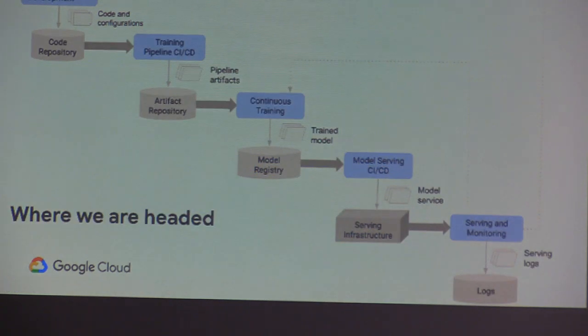And so that's basically where we're headed, where a lot of these things, like the code repository, the artifacts, the way to store your models, the way to do serving infrastructure, everything that I linked up manually here, is becoming more and more automated and more turnkey.